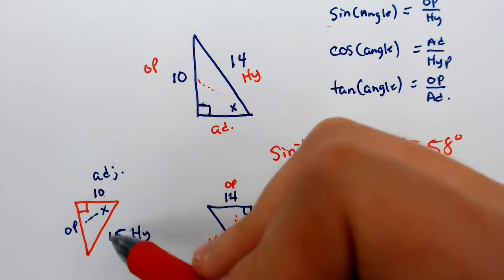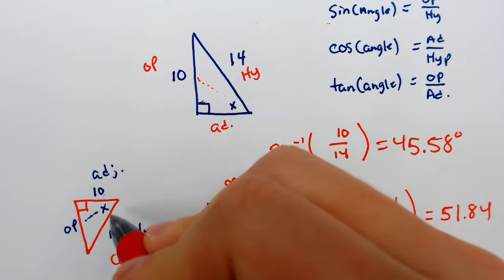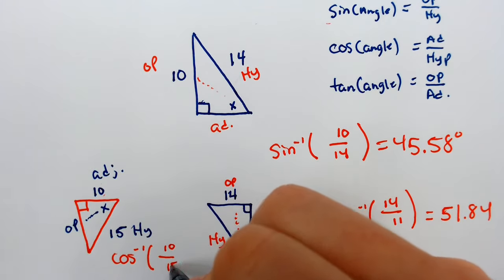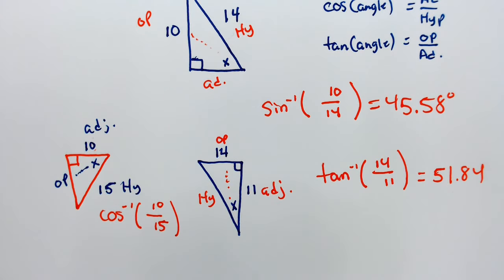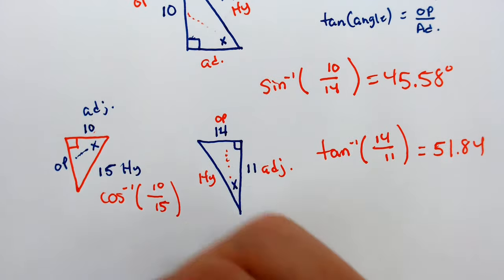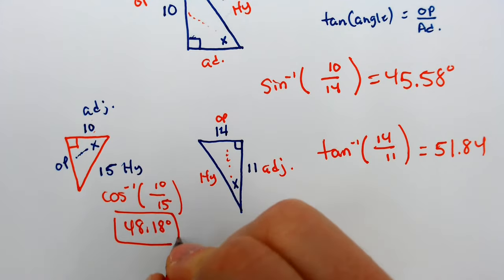Adjacent and hypotenuse uses cosine, so cosine -1, adjacent over hypotenuse, 10 over 15, would be what we get for our answer. So I'm going to type that in my calculator. Cos -1, 10 divided by 15 is 48.18 degrees. And that's it.